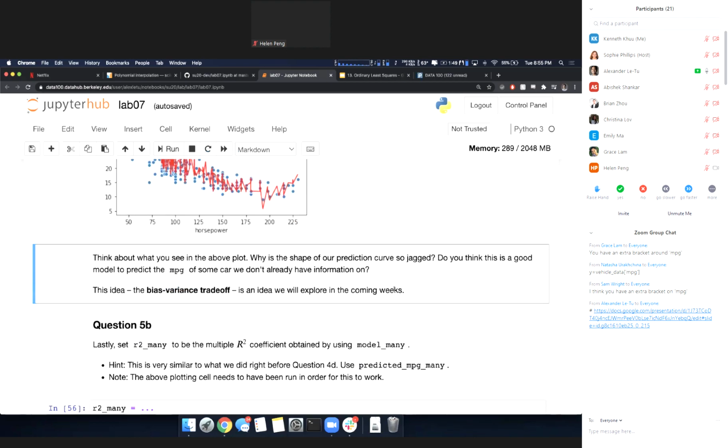We'll explore it more in the coming weeks, so it's not super important to know about it very specifically right now, but this is going to be one of the big talking points of the models that we're seeing in this class. Okay, cool. So now on to 5b.